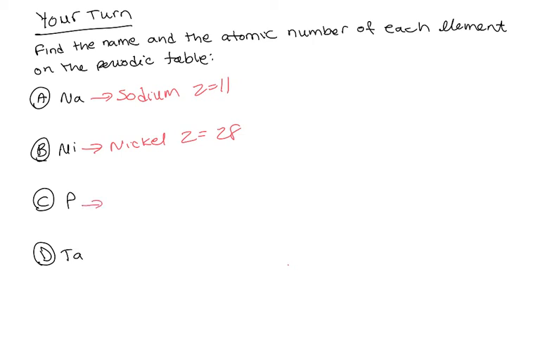Then we have P, and P is for phosphorus. And phosphorus has an atomic number of 15. Now, don't confuse P and think it's potassium. K is for potassium. P is for phosphorus. And then Ta is tantalum, and it has a Z value or atomic number of 73.